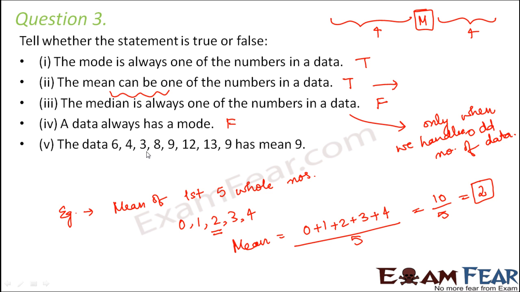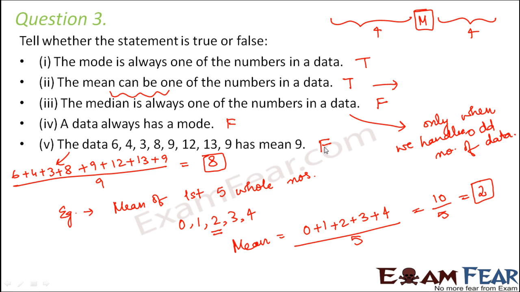The data 6, 4, 3, 8, 9, 12, 13, 9 has mean 9. For this we will actually have to calculate the mean of this data. This would be 6 plus 4 plus 3 plus 8 plus 9 plus 12 plus 13 plus 9 divided by 8, and when you actually calculate it, the mean comes out to be 8. So the mean is not 9, the mean is 8. So this is false.